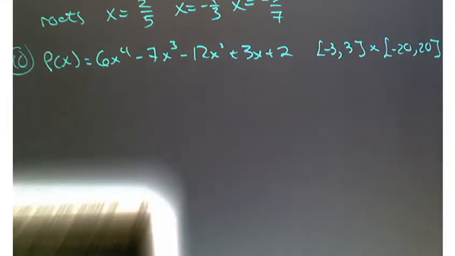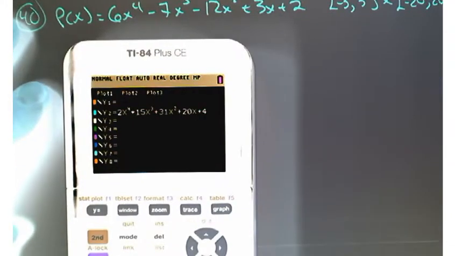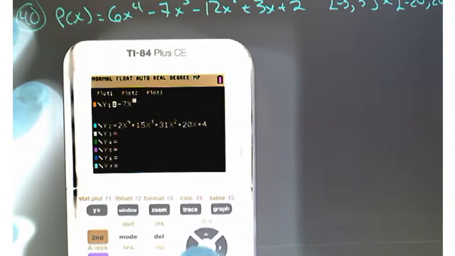Let me plug that in here. 6x to the fourth minus 7x cubed. Oops. Something happened in that first term. 6x to the fourth minus 7x cubed minus 12x squared plus 3x plus 2.